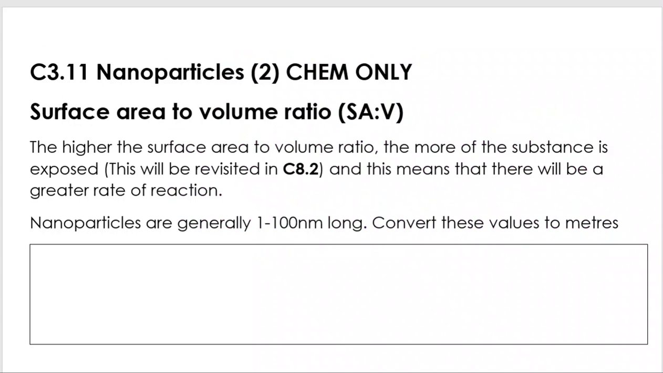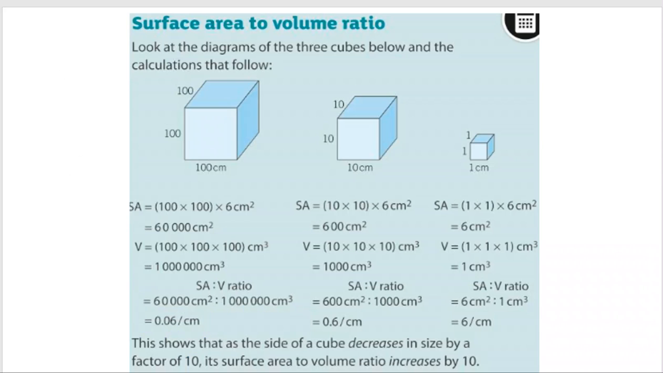Well, we've just done this in reverse. So we're going to divide by 1 by 10 to the power of 9 in this case. So I'm going to colour code them. 1 is going to be 1 by 10 to the negative 9 meters, and 100 will be 1 by 10 to the negative 7 meters. And then we've got some calculations to do on surface area to volume ratio. Going to recommend that you pause and read through this and then have a go at the questions that follow.